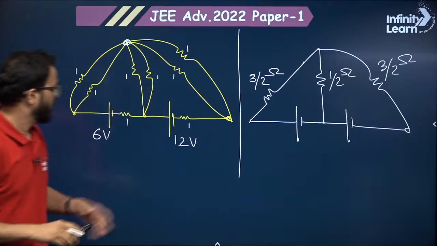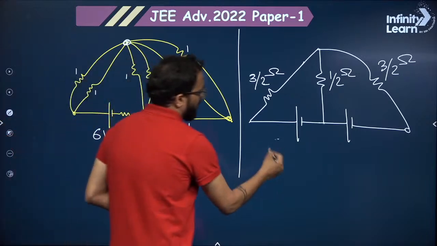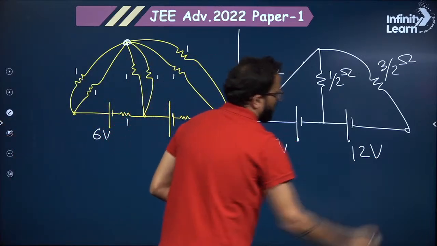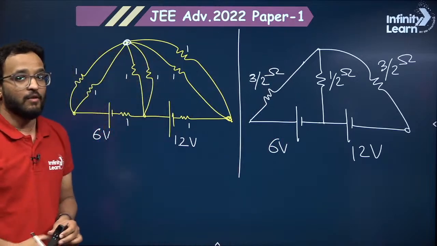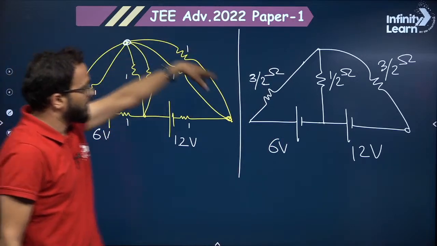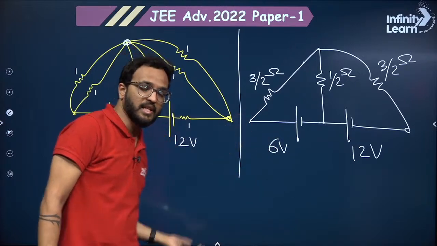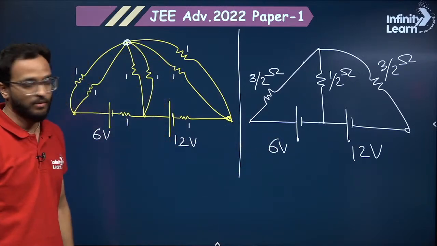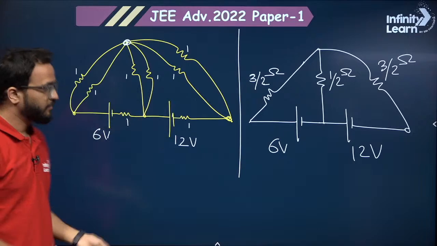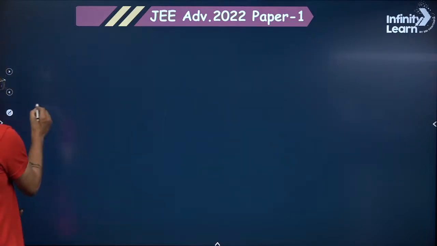Now let me tell you, 6 volts and 12 volts. So this is 6 volts, this is 12 volts. Is it okay? Now we have to solve this circuit and find out the currents here, and then we can figure out what will be the answer according to the 4 options that are given to us. So I'll redraw the circuit here, and let me tell you again. So we will solve it now.